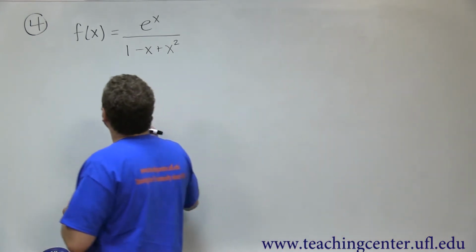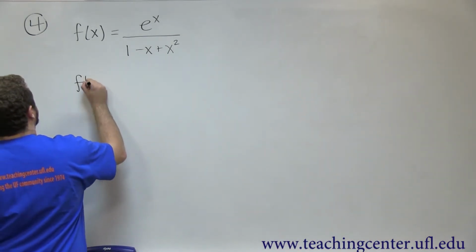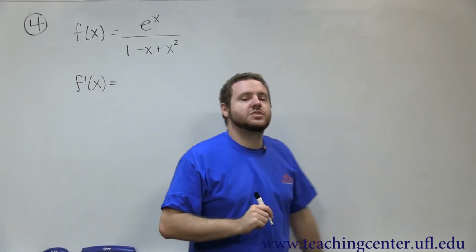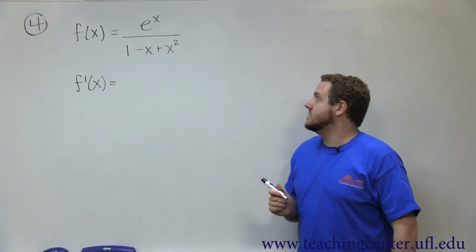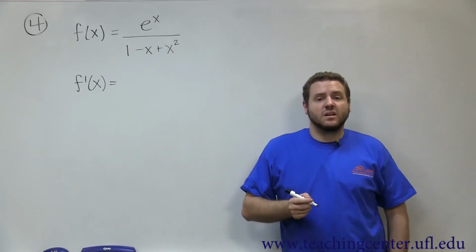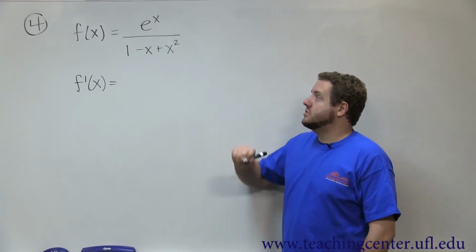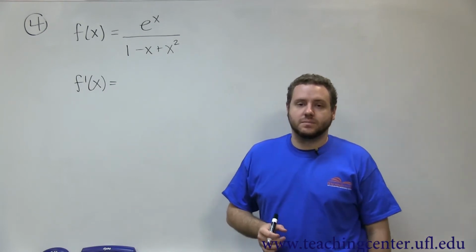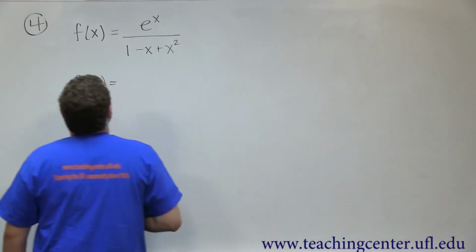To find the derivative of this function, we're going to have to use the quotient rule, because we have a division of two different types of functions. Nothing can be canceled there, and changing the denominator to a negative power and doing product rule in this case wouldn't really make it any simpler. So we're just going to do quotient rule.